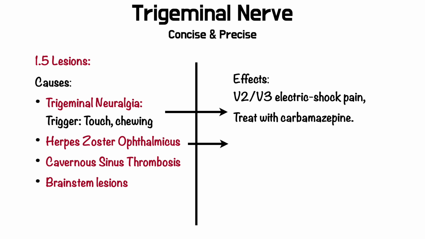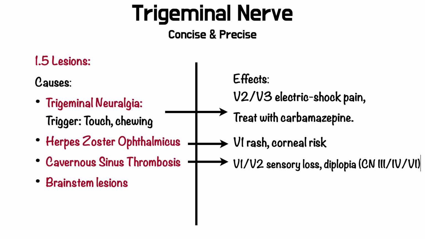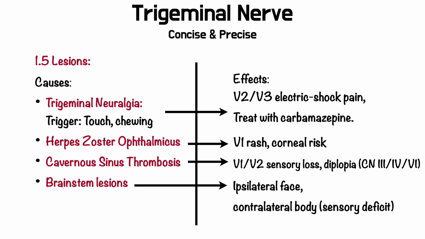Herpes zoster ophthalmicus manifests as a V1 rash, with corneal risk also. Cavernous sinus thrombosis manifests as V1, V2 sensory loss and diplopia, that is double vision, due to the effect on cranial nerves 3, 4, and 6. Also, brainstem lesions can lead to ipsilateral face numbness and contralateral body numbness, that is a sensory deficit.